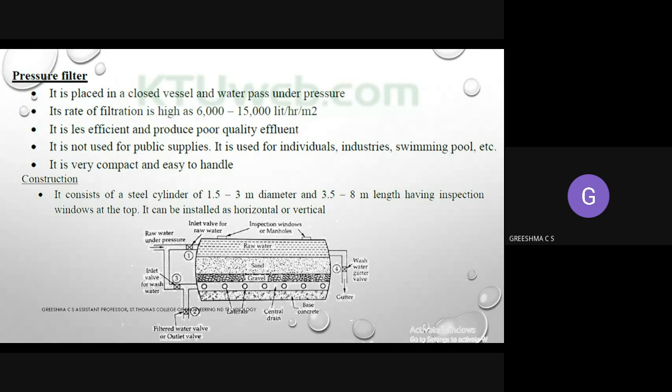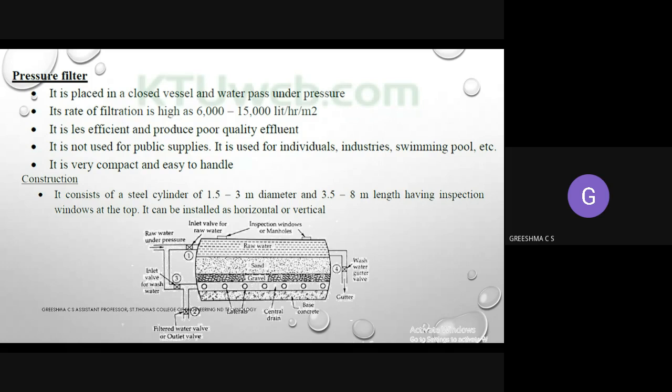So a pressure filter is a filter placed in a closed vessel, and here the water passes under pressure. Another advantage of the pressure filter is that its rate of filtration is very high, around 6,000 to 15,000 liters per hour per meter square. If you go to rapid sand filters, there the rate of filtration is 3,000 to 6,000. Slow sand filter is even less. So coming to pressure filters, it is high.